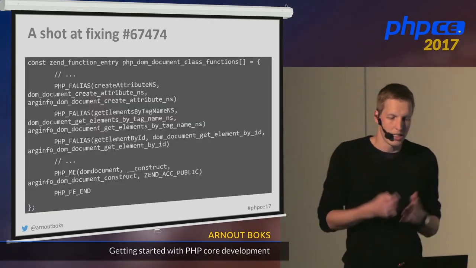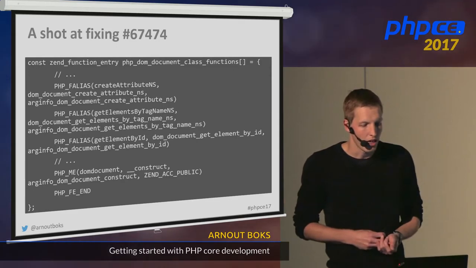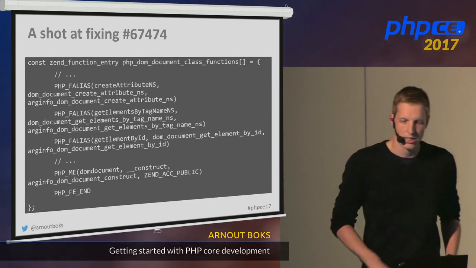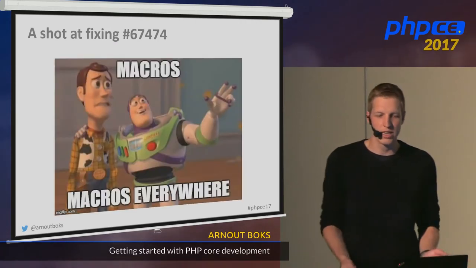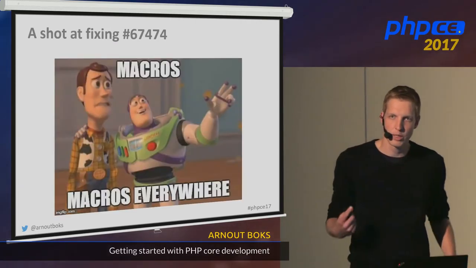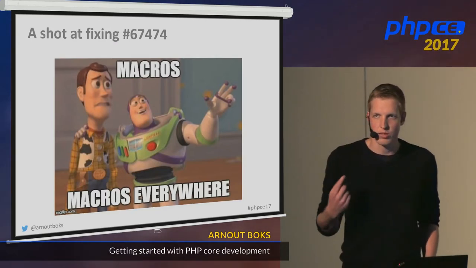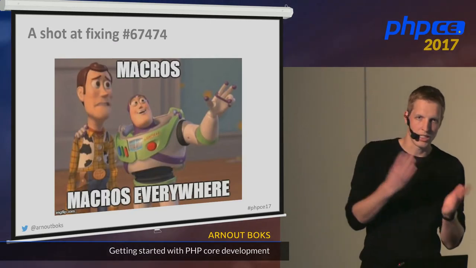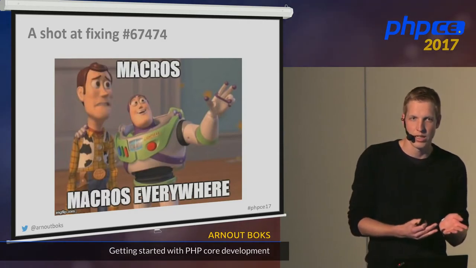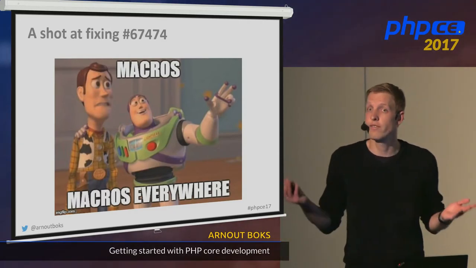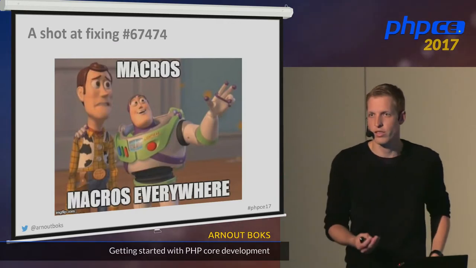And if I then open that and look for the getElementsByTagNameNS function, I see all kinds of things like this. And everywhere there are C macros. PHP uses macros quite intensively, and that makes it quite hard to read. You're not actually writing C, you're writing C as PHP uses it, which makes things even more difficult, even if you know a bit or two about C.